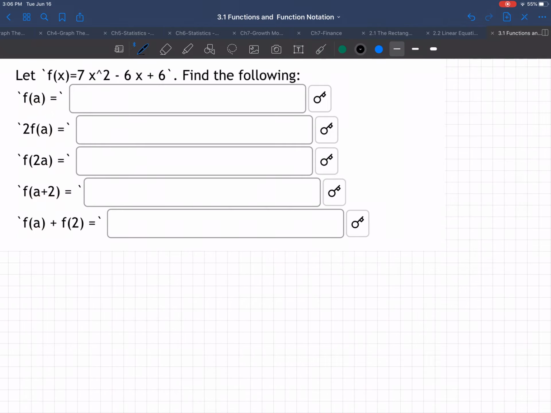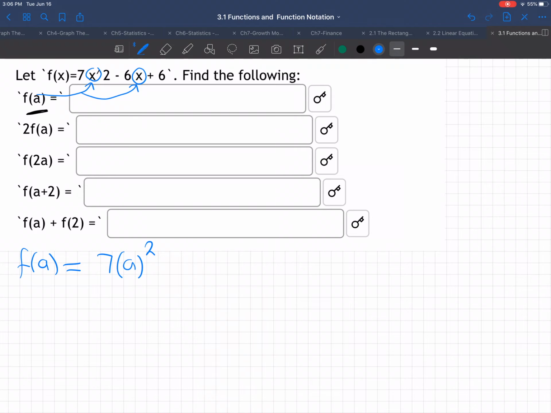So let's start with f of a. We're going to plug in a to this function. The a plugs in everywhere we've got x, because that's what x basically is in a function. It's the plug-in slot, like the holes in a toaster. So what do we have? This is 7, and then a squared.